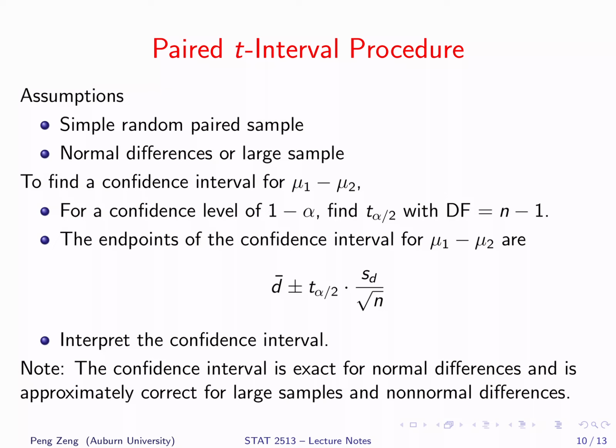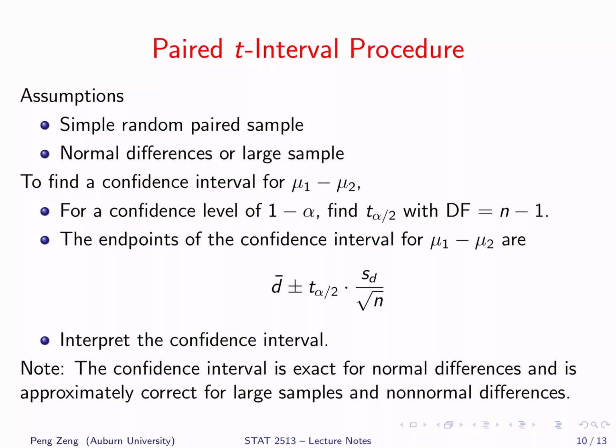We can also construct confidence intervals. It is essentially the t-confidence interval applied to the differences. The assumption includes a simple random paired sample. We also assume that the differences are normally distributed. If the sample size is large, the normality assumption can be weakened.